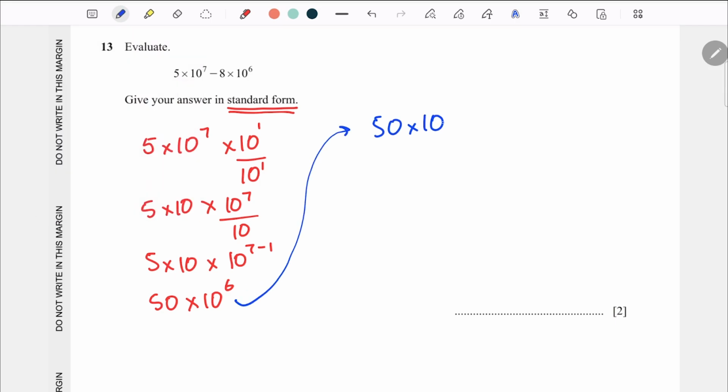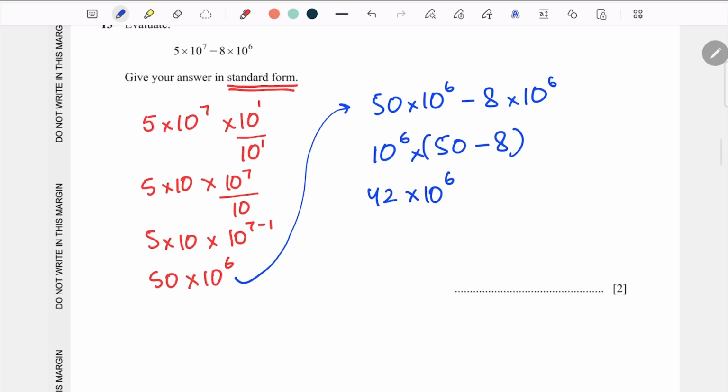50 × 10^6 − 8 × 10^6. Because both of these are the same, I'll take them as common. 10^6 (50 − 8), and the answer will be 42 × 10^6. This won't be my final answer. Standard form basically means that this number right here should be less than 10.